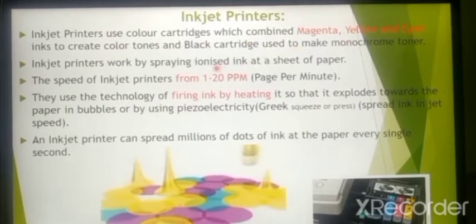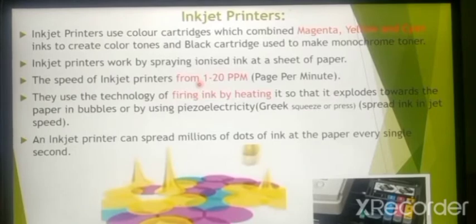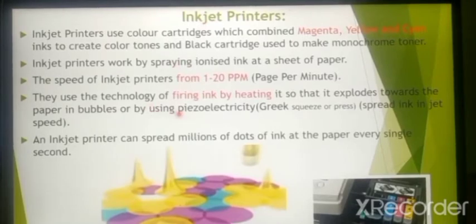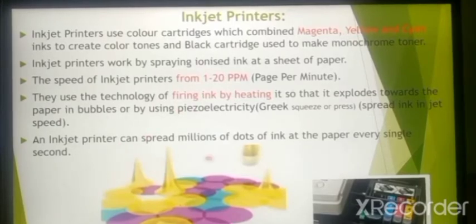So this works based on the concept of spraying ionized ink. What is that ionized concept? When we heat the ink, it can explode the ink towards the paper in the form of bubbles at jet speed. So it is called an inkjet printer. This technology is called piezoelectricity. Piezo is a Greek word. So the inkjet printer can spray millions of dots of ink at a paper every single second.